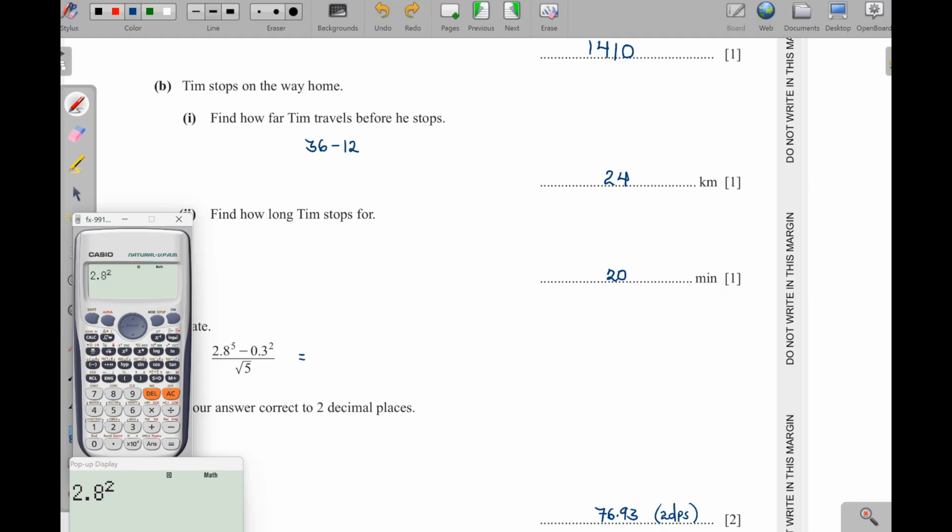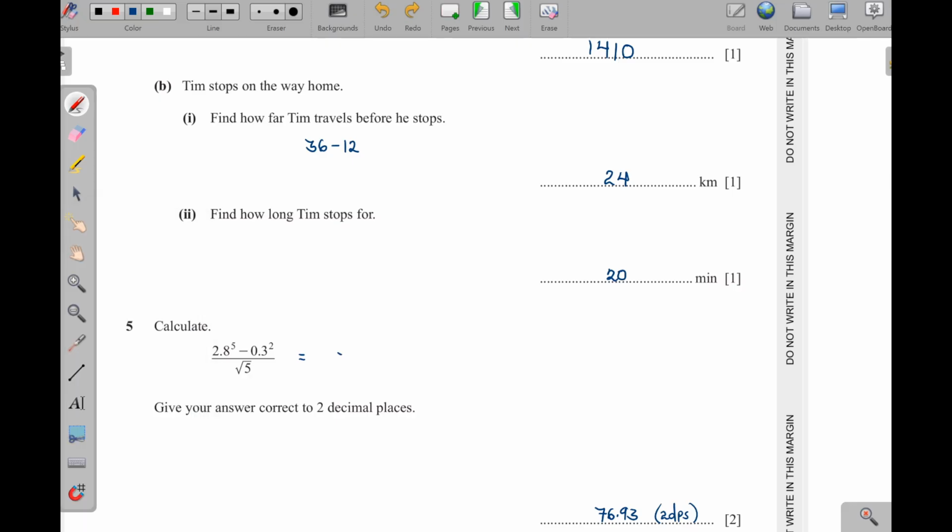2.8 squared minus 0.3 squared. That one is 7.75. You show the examiner that at least you have calculated, since there are 2 marks here. Okay, and then after you can write your answer to decimal places.